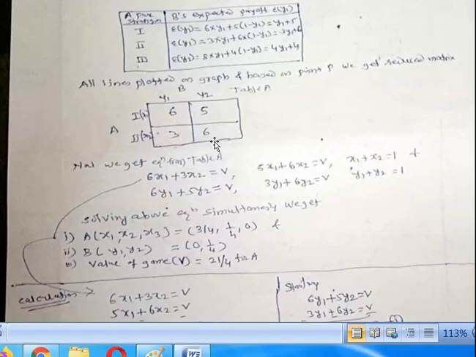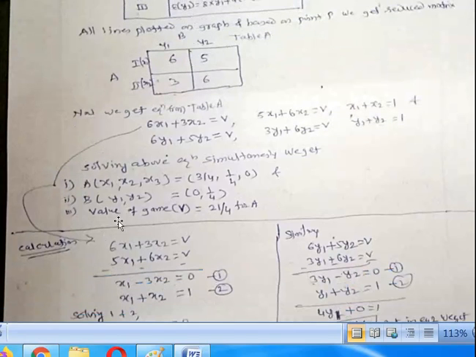And 6y1 plus 5y2 is equal to value of game. 3y1 plus 6y2 is equal to value of game. y1 plus y2 is equal to 1. Solving the above equations simultaneously, we get the values of x1, x2, x3. You get 3 by 4, 1 by 4, 0, and for y1, y2 you get the values 0 and 1 by 4 for y2. The value of game for player A you get is 21 by 4.